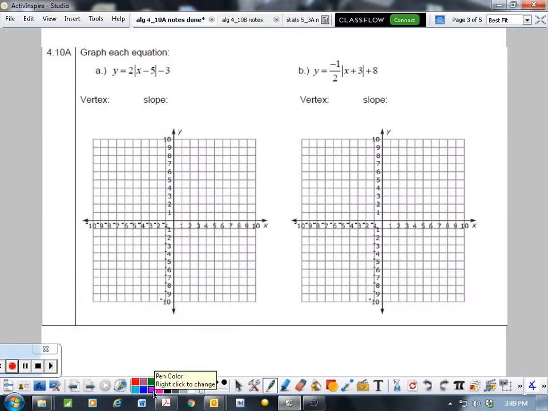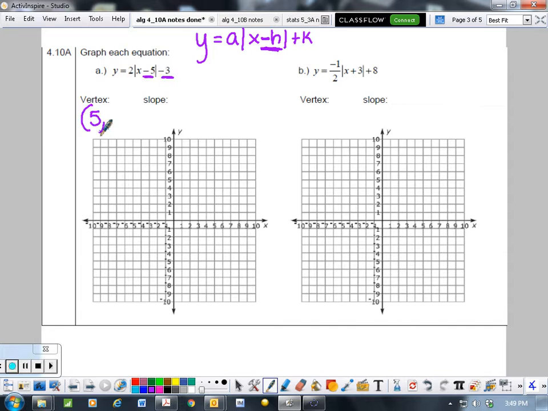So if I were to graph this equation, my vertex would come from here. And so remember, we're looking at this equation y equals a absolute value of x minus h plus k. That means that when I'm looking at this minus h, because of the minus, I change the sign. So if this is a minus 5, for my vertex, I change the sign.